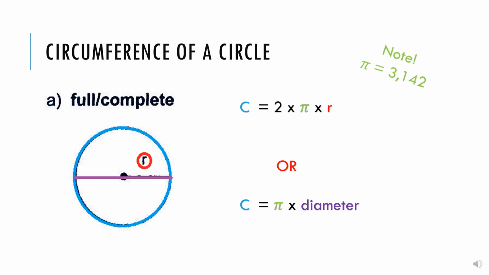Very important to remember is that we will be using the approximate value of pi as 3,142. Please do not use the pi button on your calculators. This is just to standardize our answers.